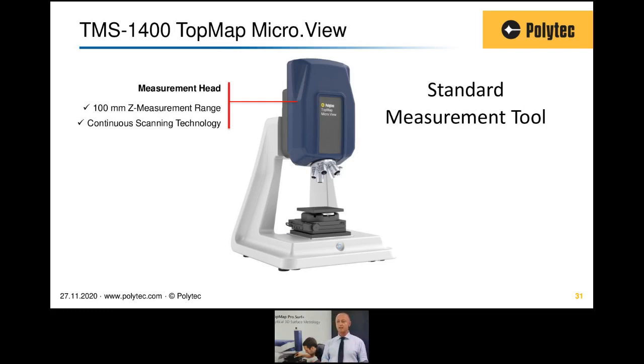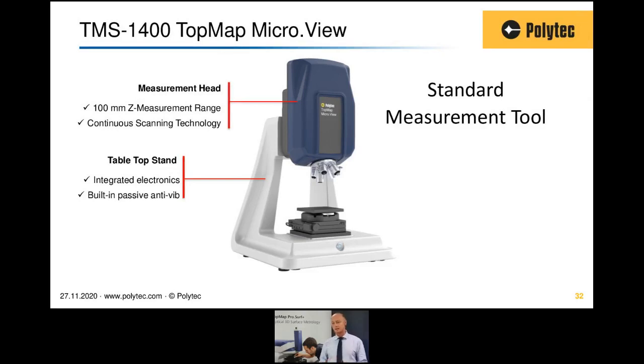The measurement head has a 100mm Z range, and we have this very ingenious continuous scanning technology where position equals measurement. So if you want to do a 100 or 200 or 300 micron scan, if you're in position 0, it can do that. If you then move the Z stage up 20mm, it can then do that same measurement in a different position. And it can even scan maybe 1 millimeter or 2 millimeters, and it can do that throughout its whole range. So this is the explanation of the continuous scanning technology. And this is for our standard measurement tool.